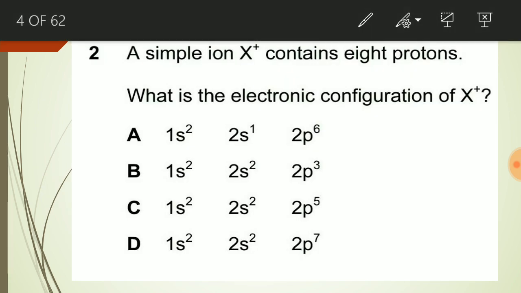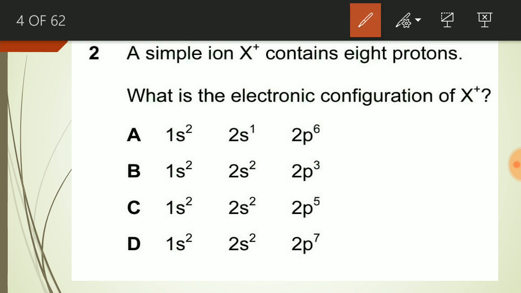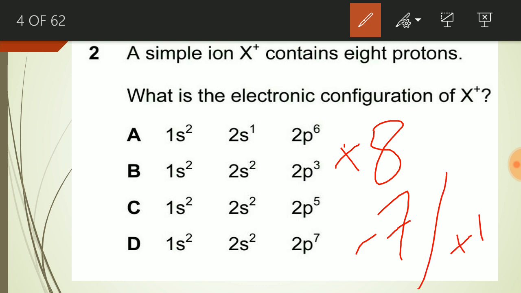Now let us move to question number 2. A sample X contains 8 protons, and here is X plus. This is an ion, a positive ion. What is the electronic configuration of X plus? Electronic configuration means we are expressing electrons, not protons. Now if there are 8 protons and the symbol is X plus, there should be 7 electrons. Charge of proton is plus, charge of electron is minus. So it will finally give plus 1.